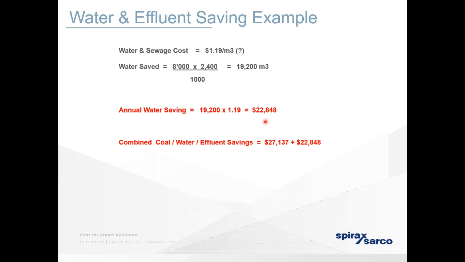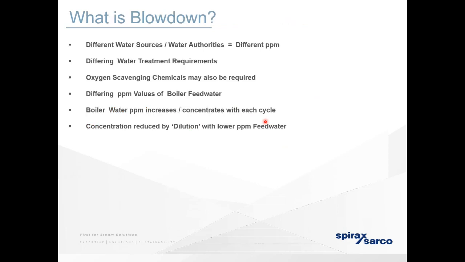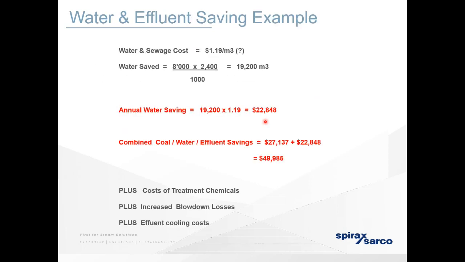Combined coal, water and effluent savings, if we add those both together, we get a value of $49,985 that can be saved just by returning that little bit extra condensate. Then you have the cost of the chemicals, which can vary from site to site, the increased blowdown that you would have from needing to return those, and the effluent cooling costs. So does anybody have any questions there?